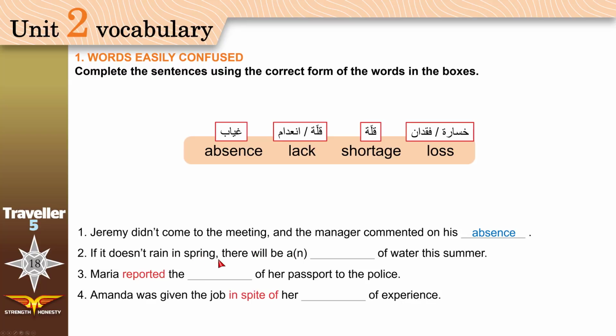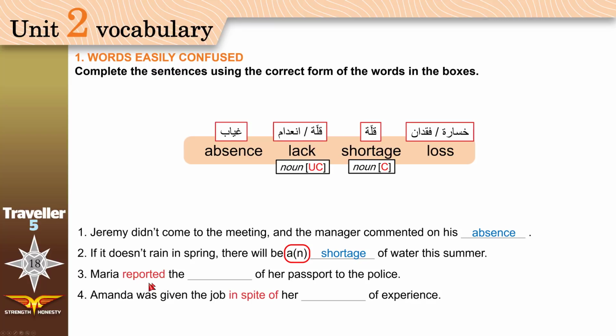If it doesn't rain in spring, there will be a shortage of water this summer. Spring is a season. What do you think we should use? Shortage or lack? Both of them are correct, but know something. Lack is an uncountable noun, whereas shortage is a countable noun. We have a or an here. Do you see it? Which means we can only use countable nouns. We will use shortage.